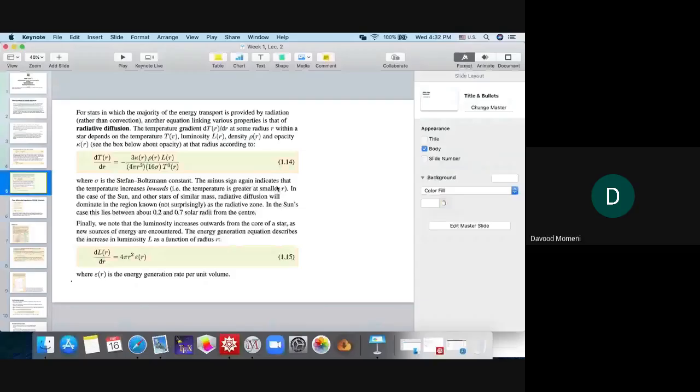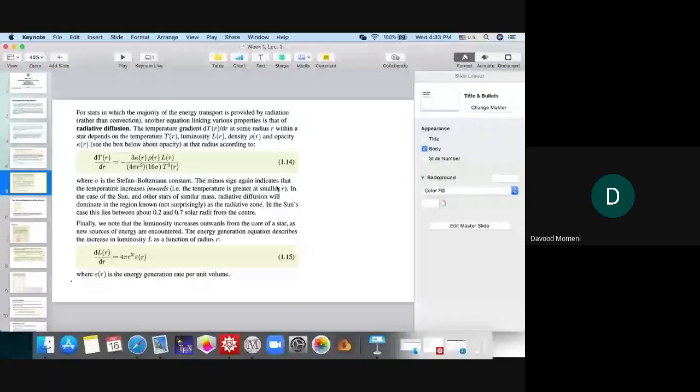On the right side of the equation, you have a completely non-trivial combination. This kappa(r) we will find later, in the next slide. The rho is still the mass density, L is luminosity, and T is the temperature. Anybody know what this equation is? This equation came from Stefan-Boltzmann, somehow.